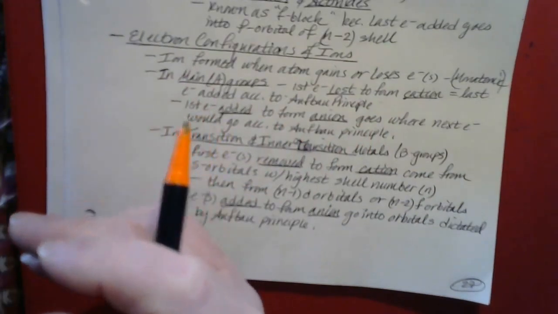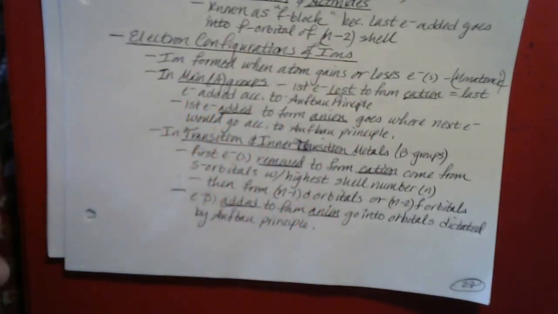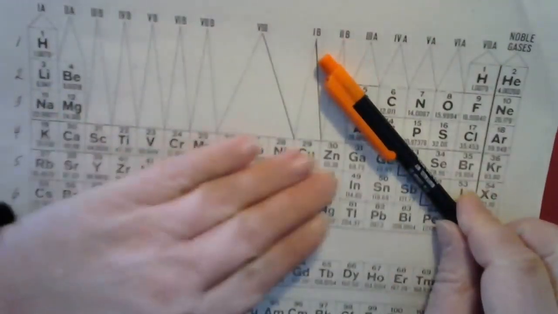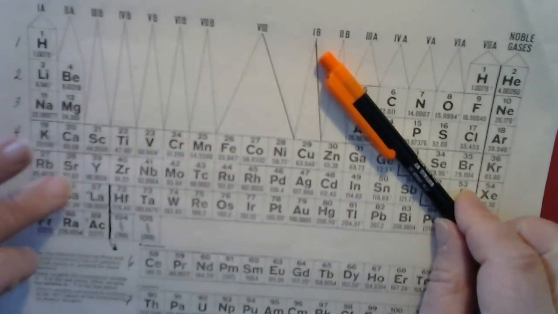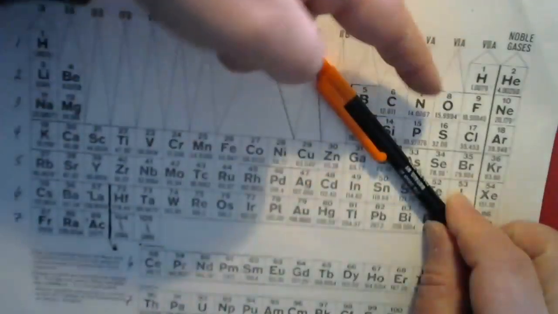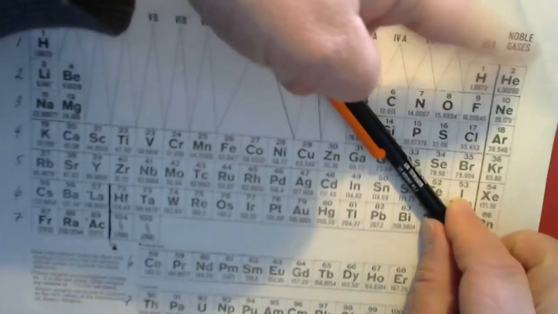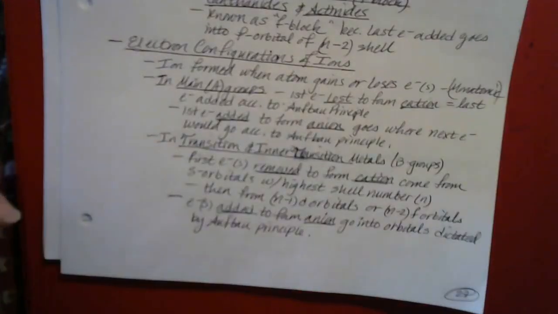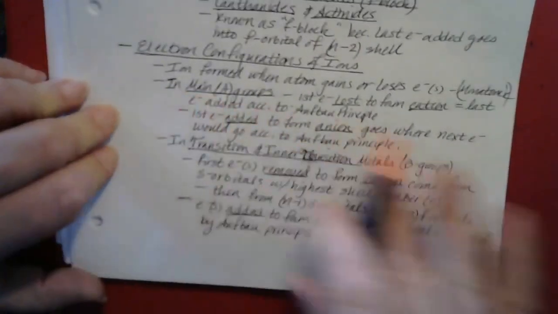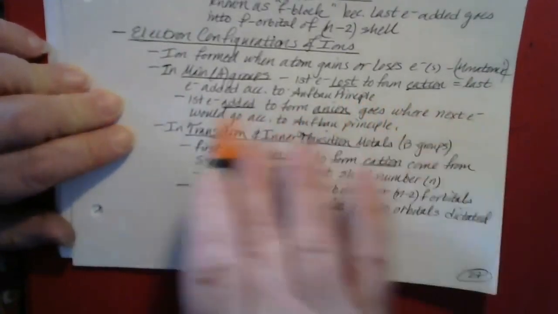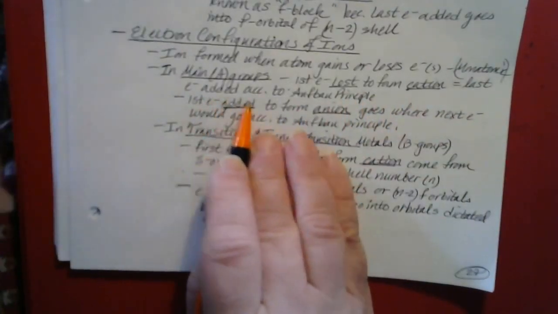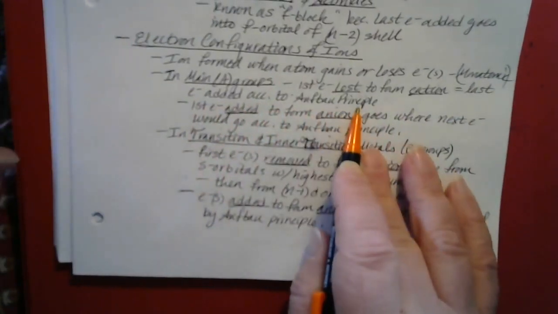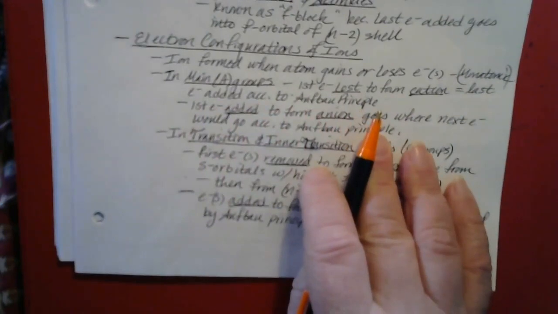And also keep in mind that it's the metals over on the left-hand side of the periodic table, essentially these elements over here, that tend to lose electrons and become cations, while the nonmetals, the elements in the upper right-hand corner, will tend to gain electrons and become anions. Except for the noble gases, which don't want to do anything. Okay, so for the main groups, the first electron lost to form a cation will just be the last electron added according to the Aufbau principle. So for the main group elements, last in, first out.